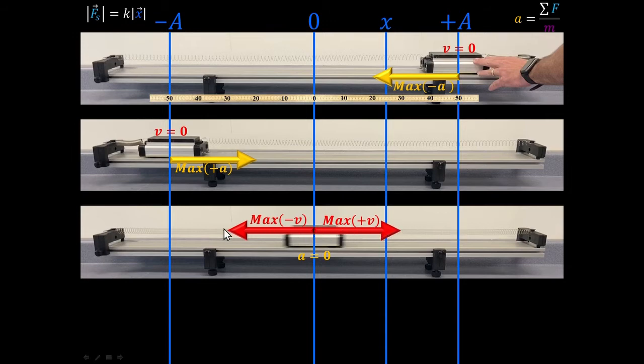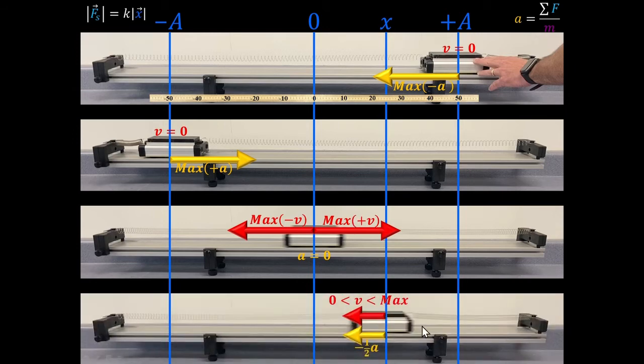but it did accelerate from here all the way up to here, and then it's going to slow down all the way to here. From here, it's going to be accelerating all the way till it gets right here. So because it was accelerating all the way up until it gets here, that's when it has the maximum velocity. It's going to be going the fastest.